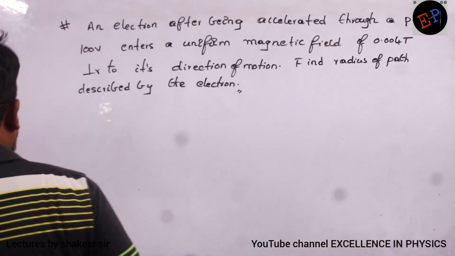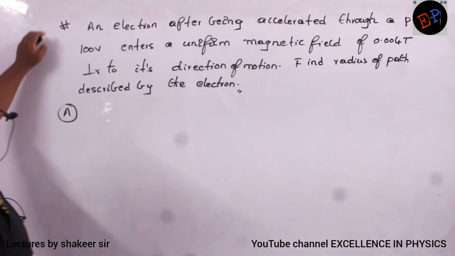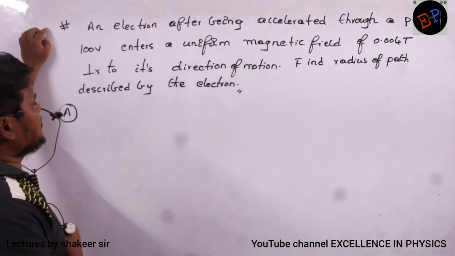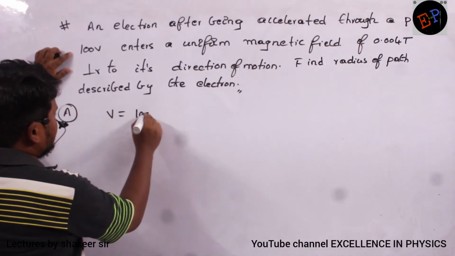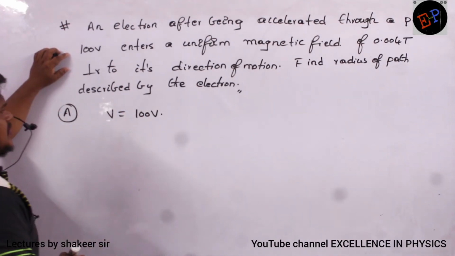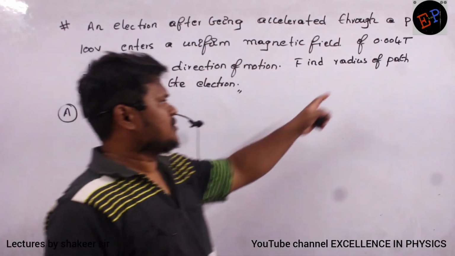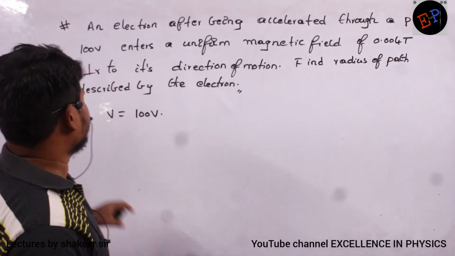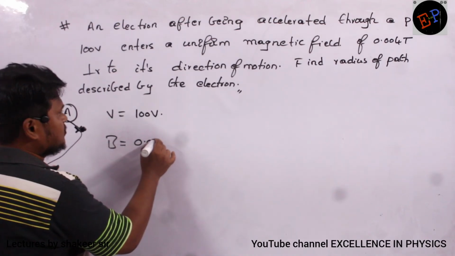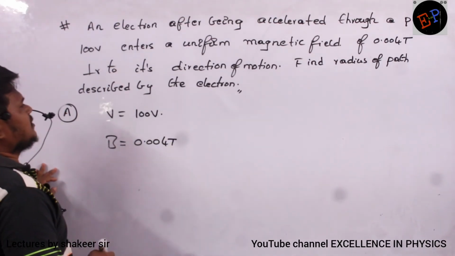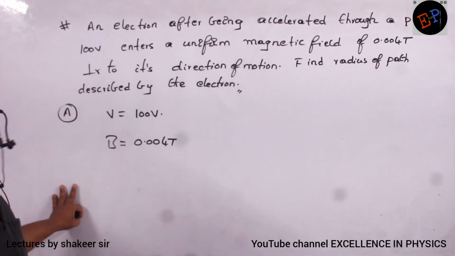So this is the given question. An electron, after being accelerated through a potential difference of 100 volts, so electron is accelerated in how much potential difference? 100 volts. Then after accelerating, it enters into a magnetic field of 0.04 Tesla. Clear? So what is the strength of magnetic field given? 0.04 Tesla. Then find the radius of the path traced by the electron. That is the question. Clear?